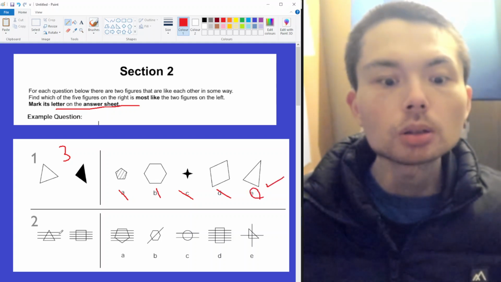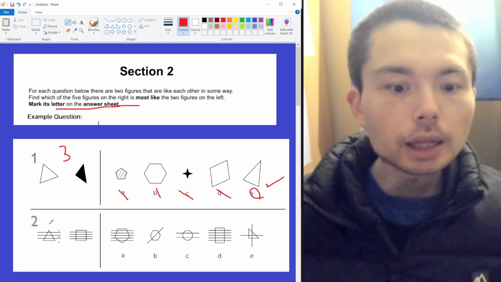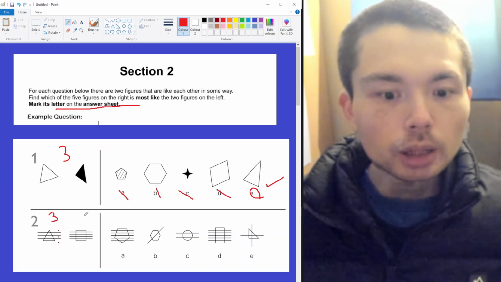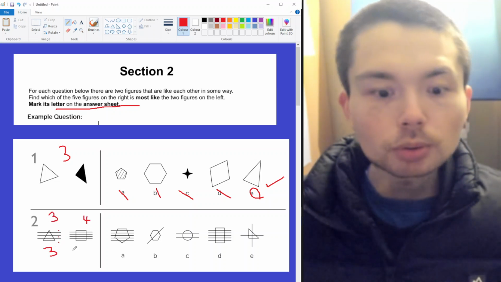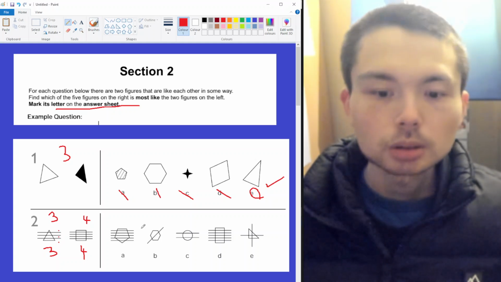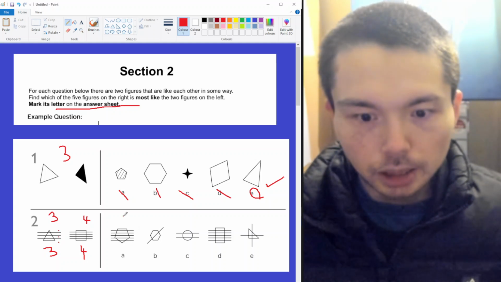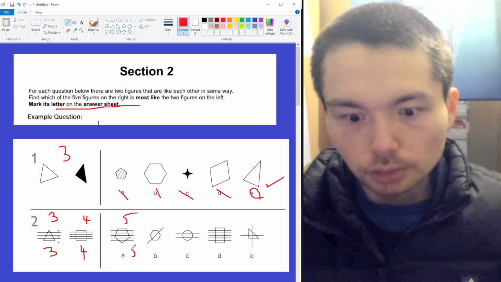Next, number 2. Look at the lines. 3 lines here, and then count 1, 2, 3, 4 lines there, and also count the shapes, 3 and 4. So really, we need to match. Count 1, 2, 3, 4, 5, and then here 1, 2, 3, 5. So A looks really good.